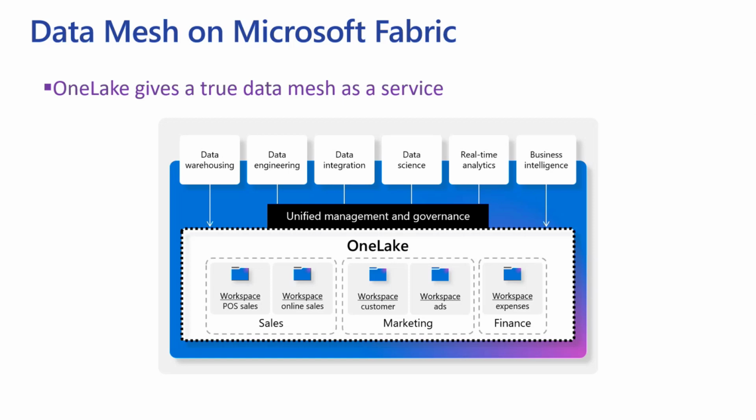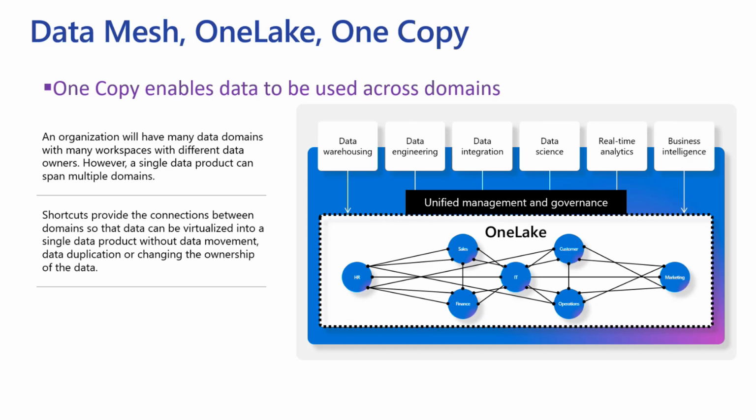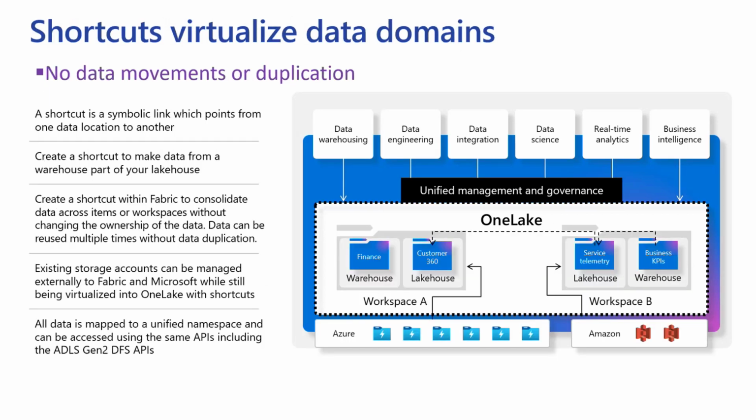So in OneLake, we can create our structures and share the data with one copy, because now we have the shortcuts capability, where we can share data between those domains, unifying the governance and management between different domains over our same tenant. So we can consume that, and we can share this data through our shortcuts, as I mentioned, to have the mesh capabilities without needing to move data.